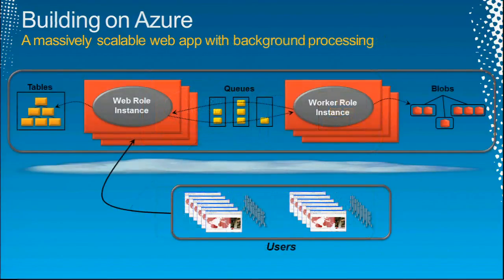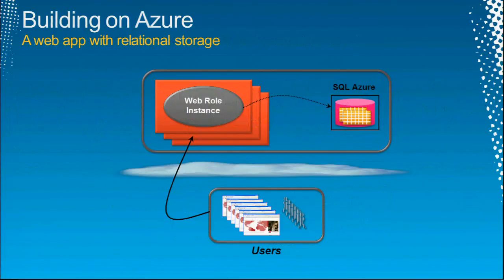Or you might build an app that's really scalable with web roles and worker roles and queues in between and all kinds of stuff. Or you might build an ordinary enterprise app with web roles in the cloud and SQL Azure. You might do this because it's just faster than waiting for your IT guys to roll out a server or VM for you.